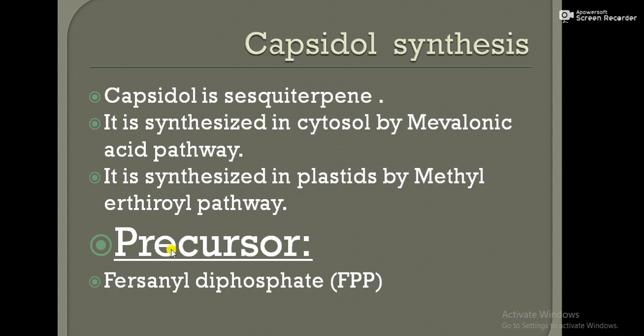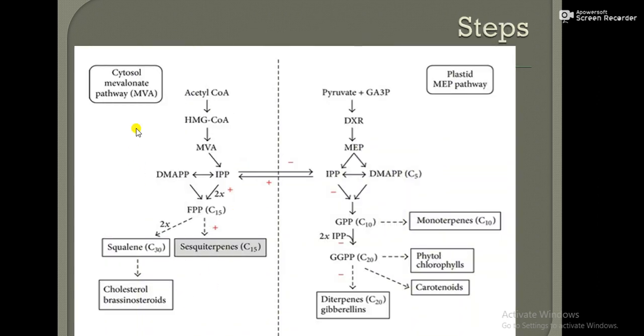Now the precursor for the synthesis of Capsidiol is farnesyl diphosphate. We will discuss later how the farnesyl diphosphate is first formed and then converted into Capsidiol. These are the two pathways I will discuss: the mevalonic acid pathway and the MEP, methylerythritol phosphate, pathway.